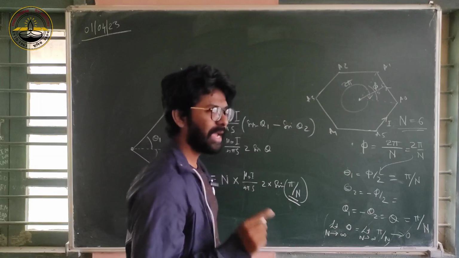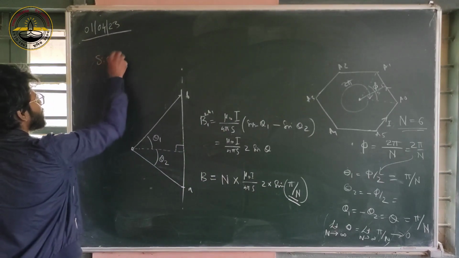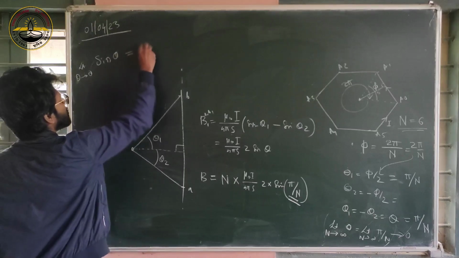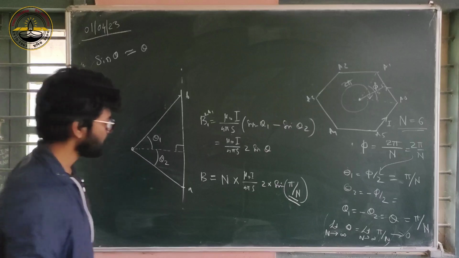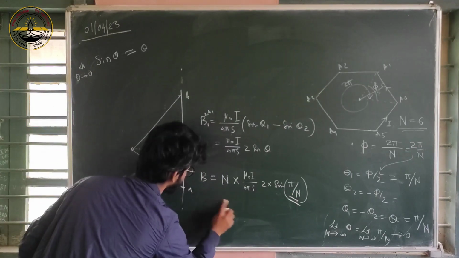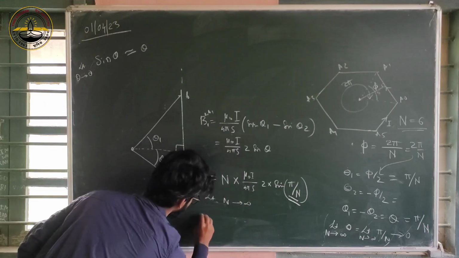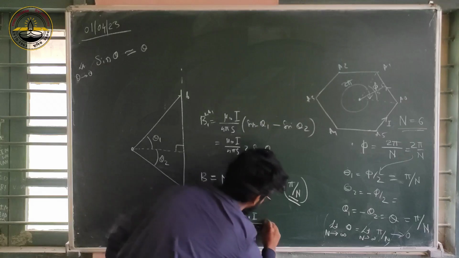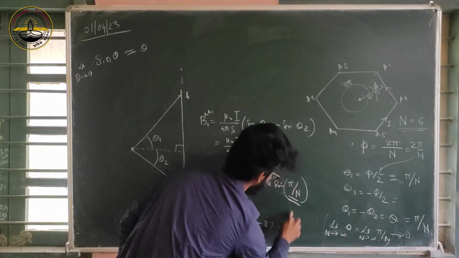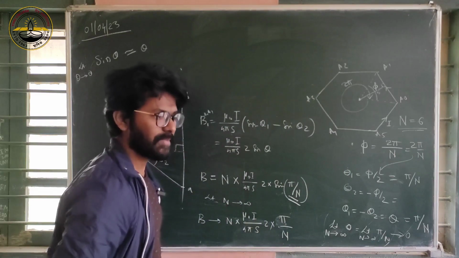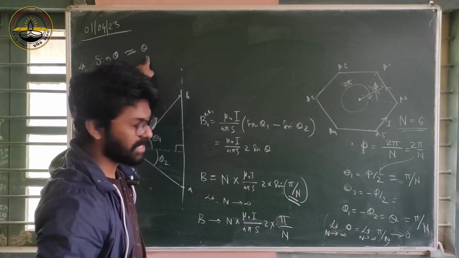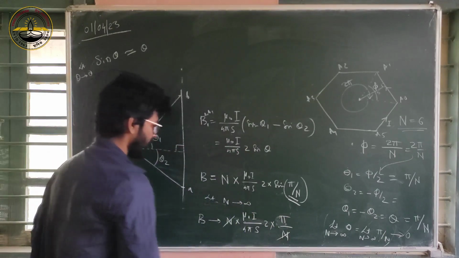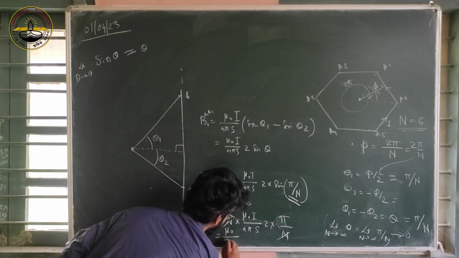Therefore, this angle is very small. What happens to sine of a very small angle? Sine of theta when theta tends to 0 is actually theta. So what is your theta? Pi by n. In the limit n tending to infinity, your B goes to n mu naught I by 4 pi s times 2, and then sine pi by n becomes pi by n. So sine theta is almost theta. Pi by n is extremely small, so the sine of that is just pi by n. Therefore n cancels out, and the answer is mu naught I by 2 pi s.